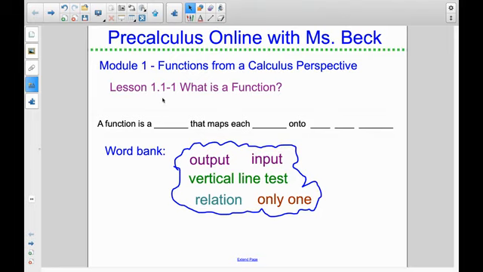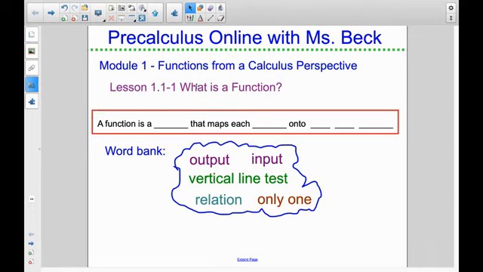So take a minute. If you've got the notes, find this sentence. If you haven't got the notes, write that sentence in your notebook and choose the words from this word bank to fill it in. Pause your video. Off you go.